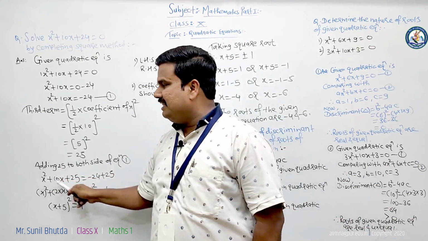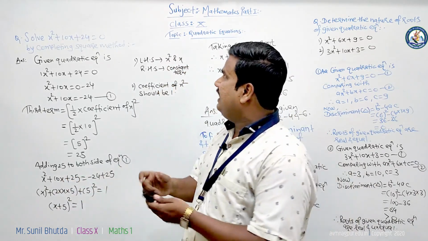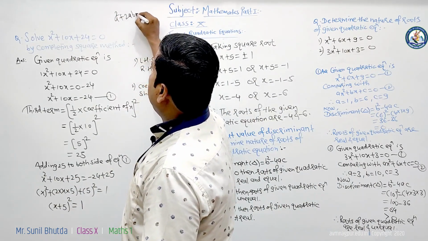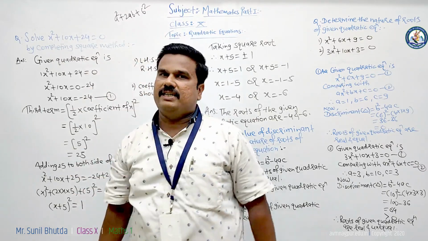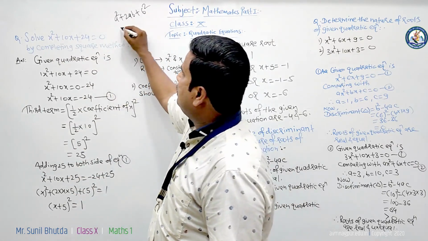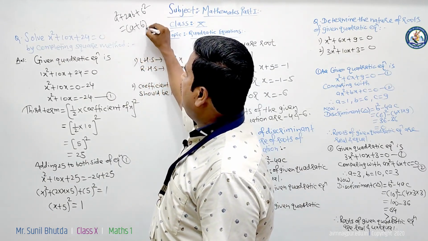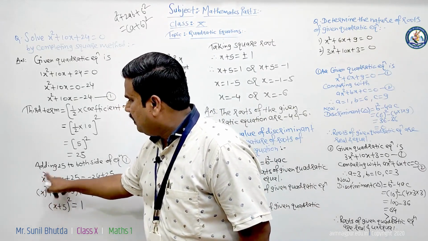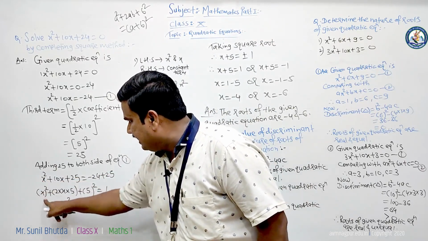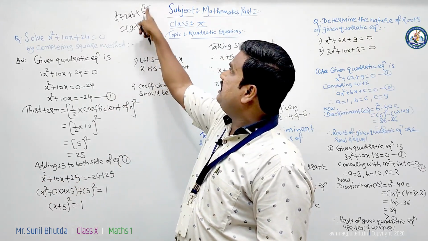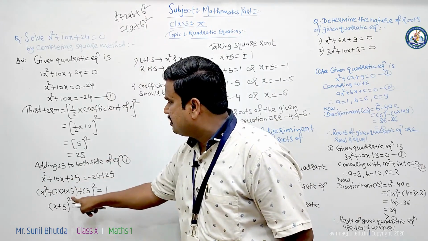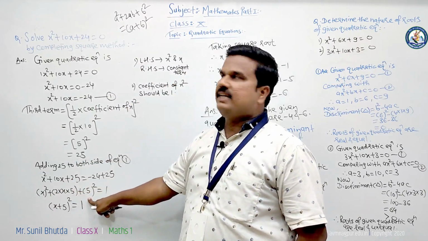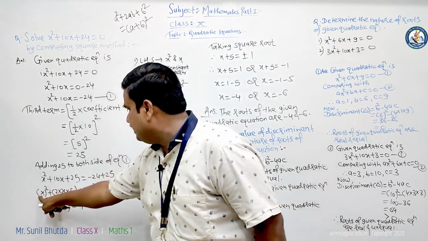Now see our left hand side. Our left hand side is of the form a square plus 2ab plus b square. What is our formula for this one? A plus b the whole square. Firstly, see here, x square is the square of what? X. Last term is b square. 25 is the square of what? 5 square. This is our a and this is our b. A square and b square is there.